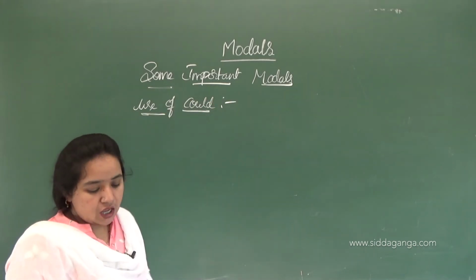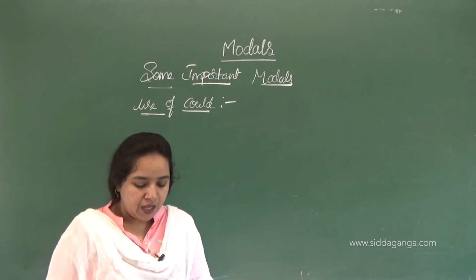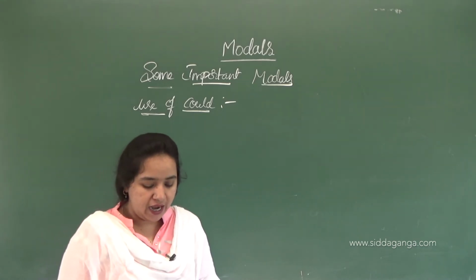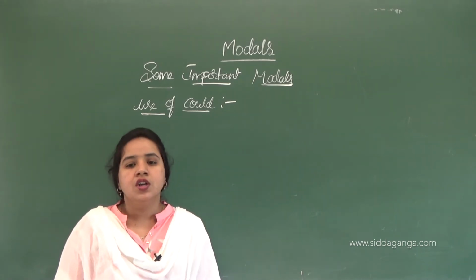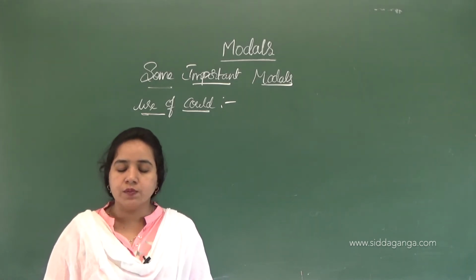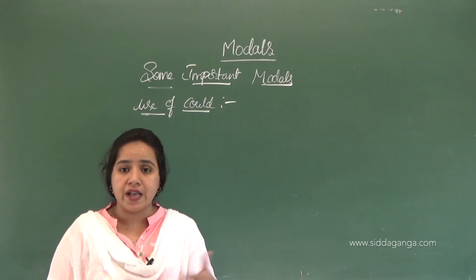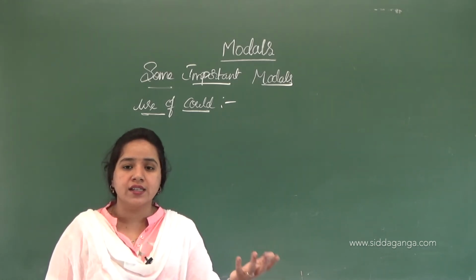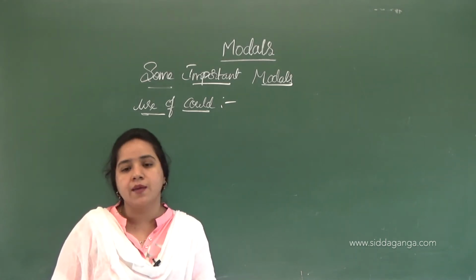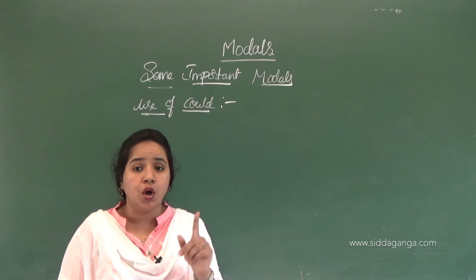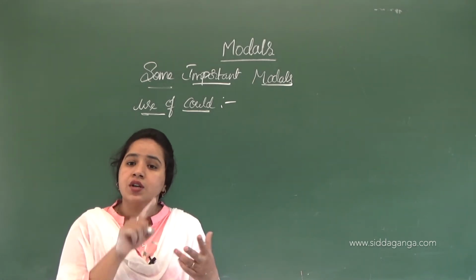Use of could. The modal could is used to express possibility or past ability, and also to make a suggestion and a polite request. So understand this definition of could. Could is used to express one's past ability. Already, can is used for one's present ability, but if you are telling about one's past ability, we should use could, not can. We should not use can there.